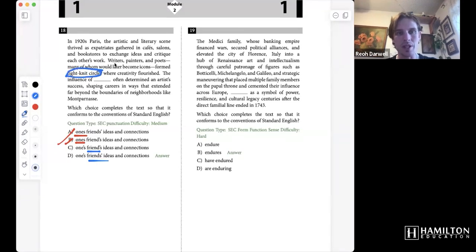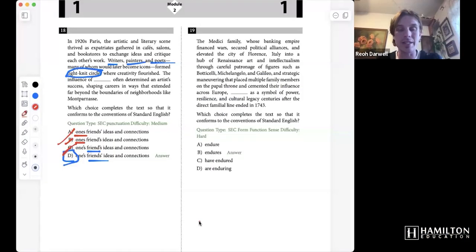We see writers, painters, and poets. Okay, so we see that we are talking about a group here. So the friends that a person makes, or the influence of a person's friends group, determined artistic success. All right, so that's why we can eliminate singular choice friend and go with plural friend possessive because friends own ideas and connections, and singular possessive one because there's only one person who has the friend or friends.